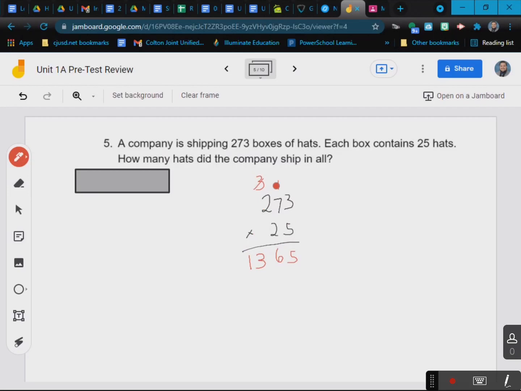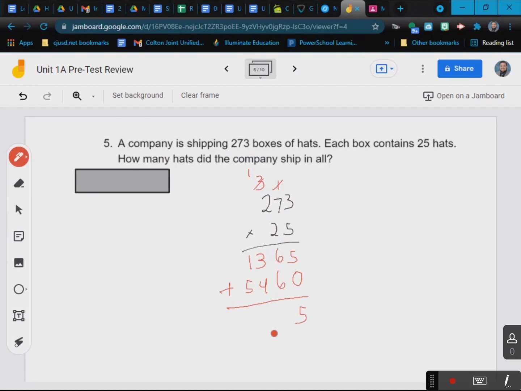Then I cross these numbers out. I'm not going to use them anymore. Add a 0 down here. And then I do my 2's, right to left. 2 times 3 is 6. 2 times 7 is 14. Carry the 1. 2 times 2 is 4. Plus 1 is 5. Now I add these partial products to get my full product. 5 plus 0 is 5.